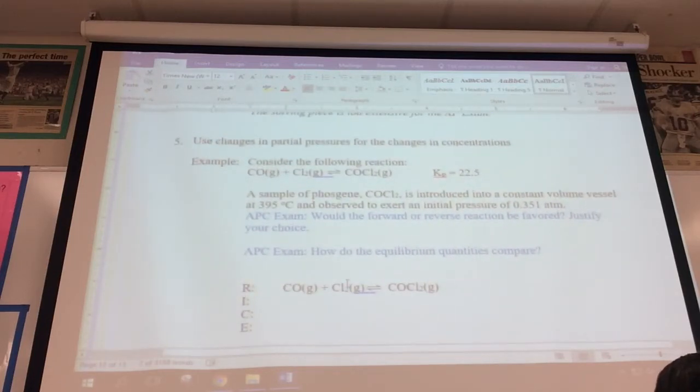I also wanted to mention this. You can use changes in partial pressure. So the change piece would be in pressure. Here's your reaction. Here's your Kp. It says that a sample of phosgene is introduced into a constant volume vessel and observed to exert an initial pressure of 0.351 atmospheres. Would the forward or reverse reaction be favored?